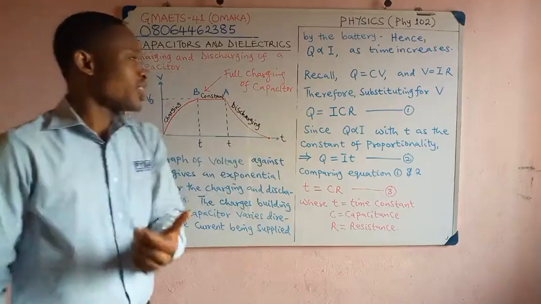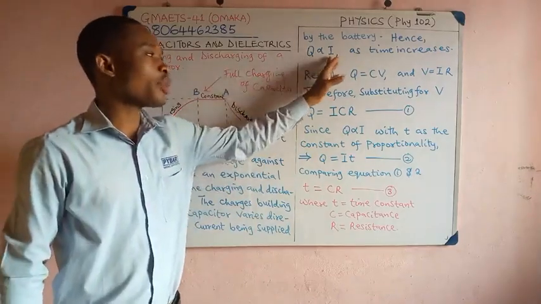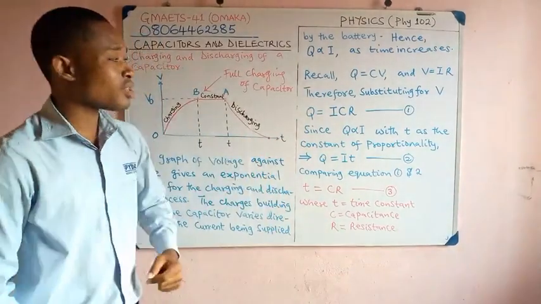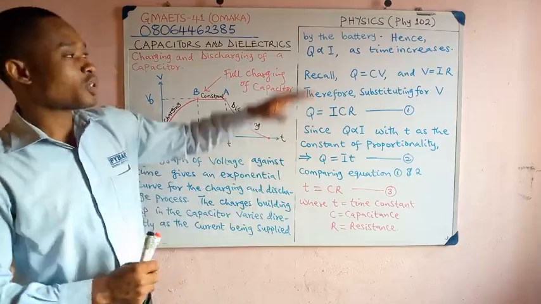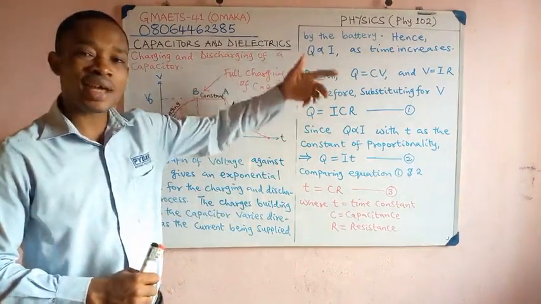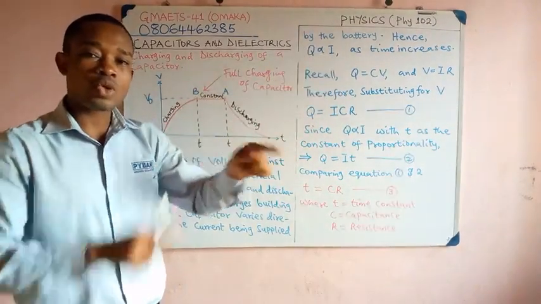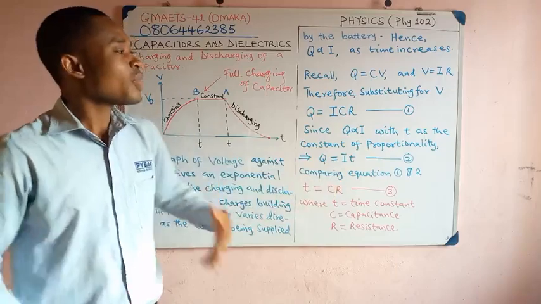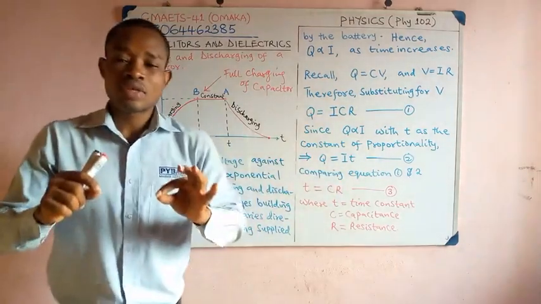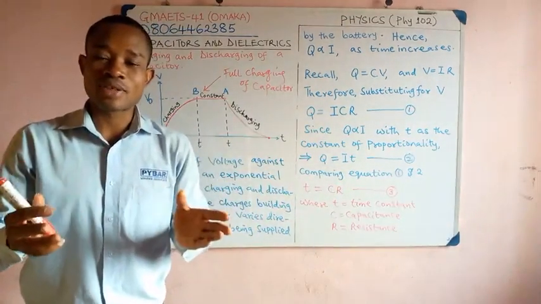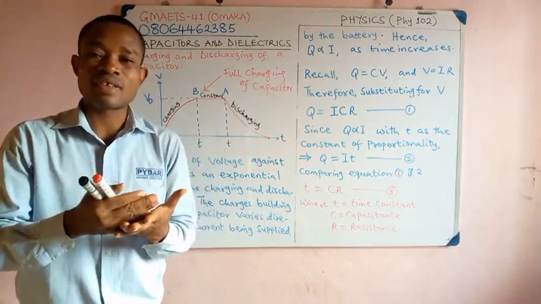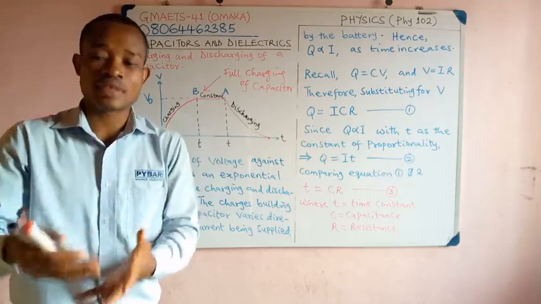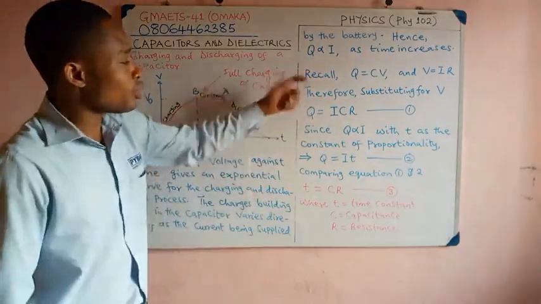Now we've stated already that the charge buildup is directly proportional to current supplied by the cell. The sign of proportionality we might wish to introduce here is time, so that Q will be equal to IT. Look at it from this equation 2. Does that make sense? Now we want to establish something, a time called a time constant, which is equal to the capacitance of the capacitor times the resistance of the resistor. Now how do we go about that?